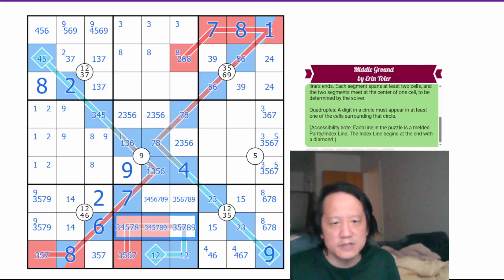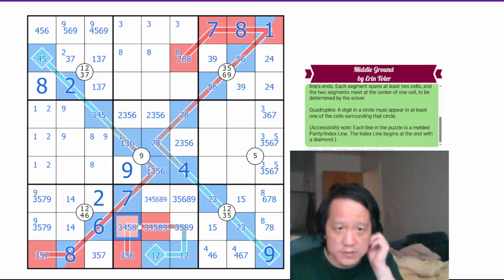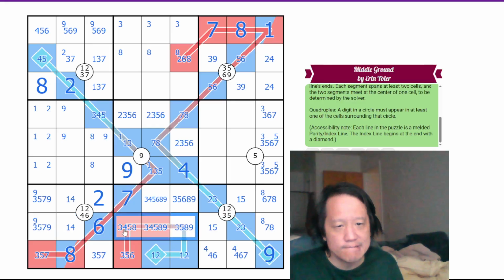6 eliminates 6 here and 6 here. No more 7 here because of 7 in the box. 6 cannot be on the index line anymore. 1 is in 4th or 5th. 3 is in 3rd, 4th, or 5th. 4 is in 1st or 3rd. Which means one of these is a 4, so this cannot be 4 there. 5 is in 1st, 3rd, or 5th position. Okay.